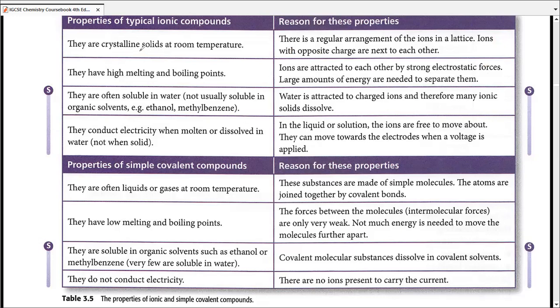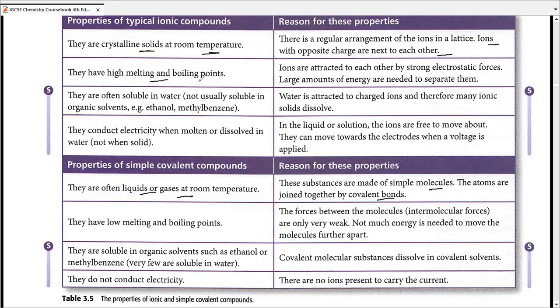So ionic compounds are usually solid at room temperature. That's because they have very strong electrostatic forces of attraction between the differently charged, unlike charged ions, positive and negative ions. On the other hand, simple covalent compounds are usually liquid or gases because they are made up of simple molecules. They have covalent bonds. They don't have any ions in between them. They don't have any electrostatic forces of attraction between them.